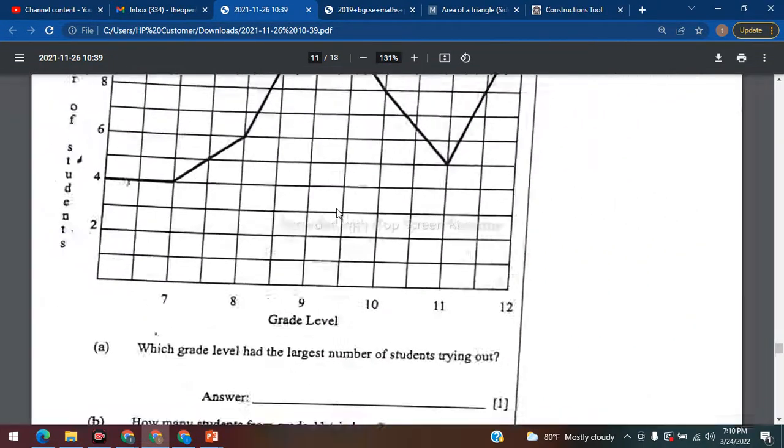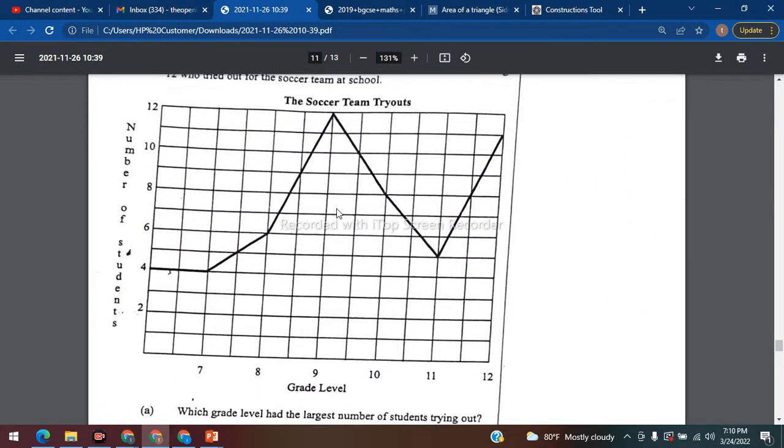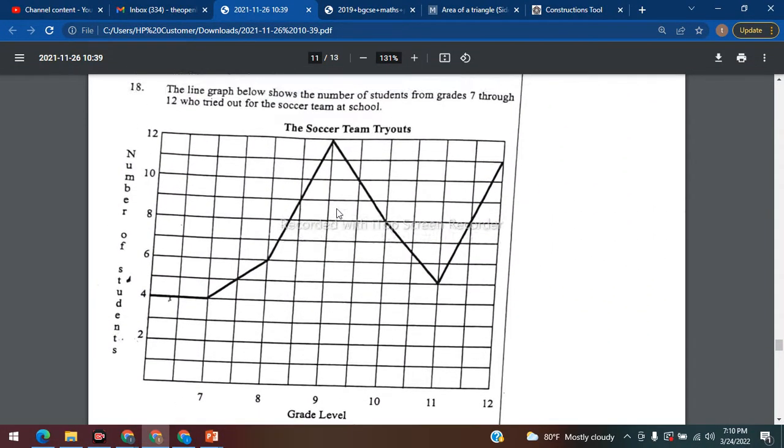Time graph, as usual. Okay. Question 18. The line graph below. This is actually a line graph, not a time graph here. The line graph below shows the number of students from grade 7 through 12 who tried out for the soccer team at school.